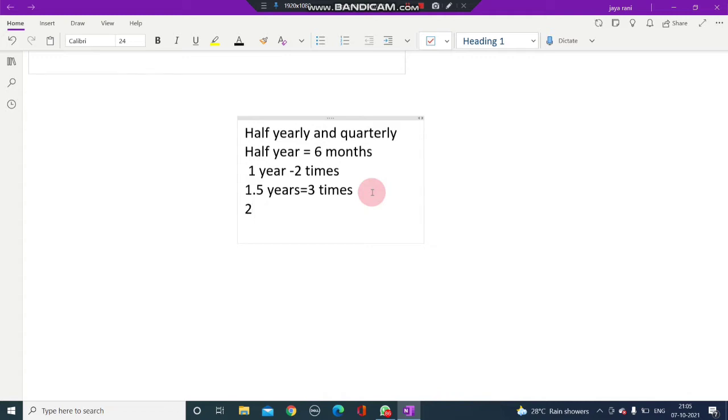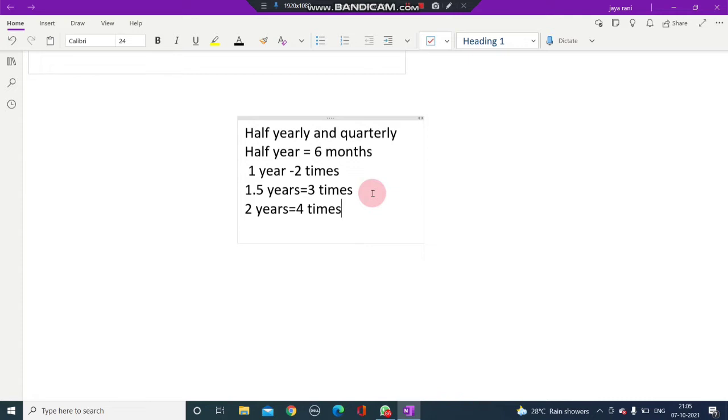Then can you tell in 2 years how many times the interest is calculated? In every 1 year, interest is compounded 2 times. So in 2 years, a total of 4 times interest is compounded. So this is what we call half yearly compounding. Half yearly compounding means in every 6 months interest is compounded.